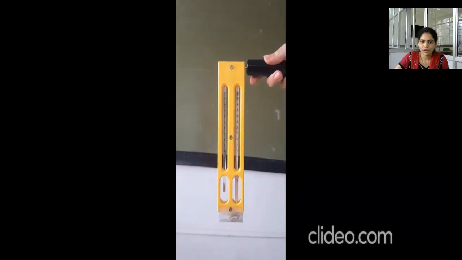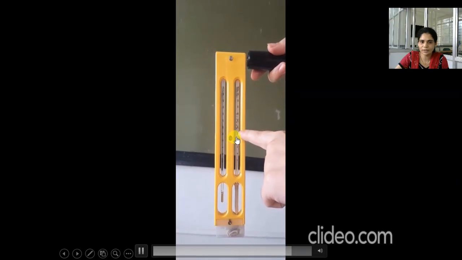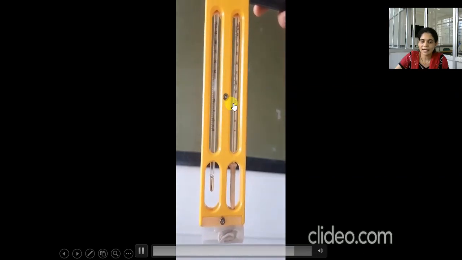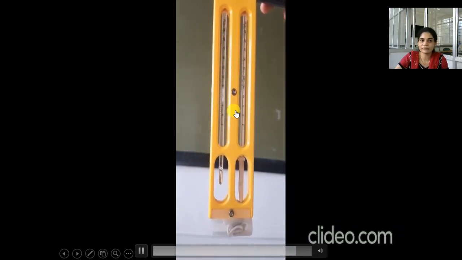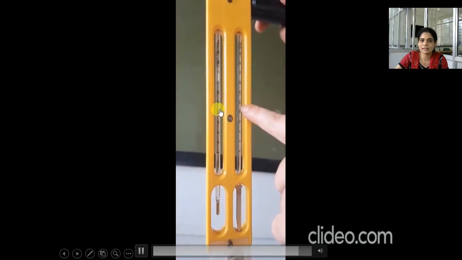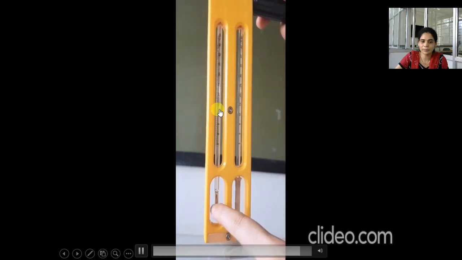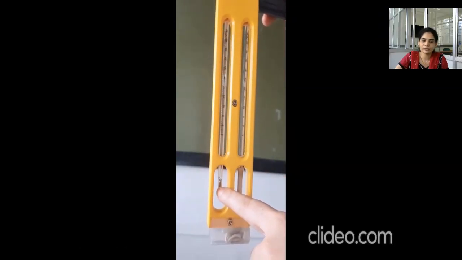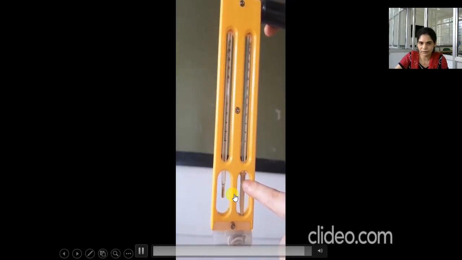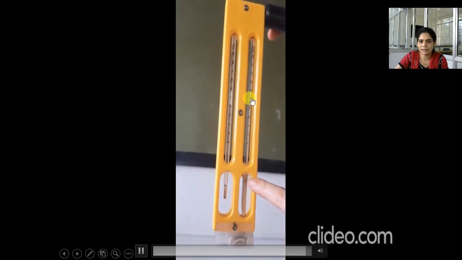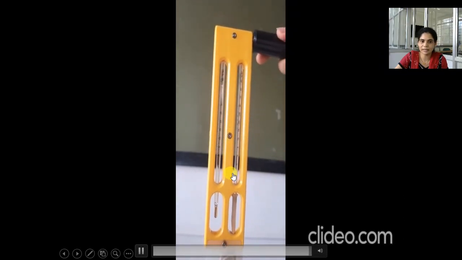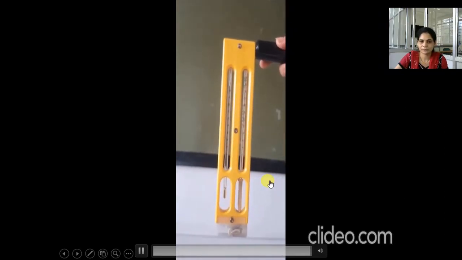Immediately after whirling, we will note down the temperature on this thermometer. The temperature on this bulb shows a reading of 23 degrees Celsius. So the dry bulb temperature is 26.5 and the temperature of the wet bulb is 23 degrees Celsius. Now we will repeat this experiment consecutively two more times and note down the readings.